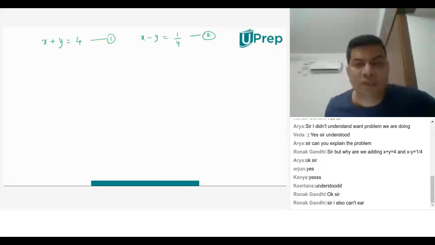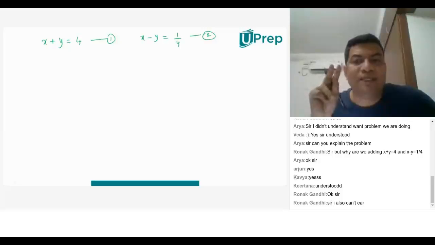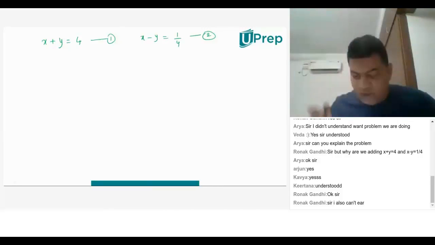So whenever you are solving such questions, you have to eliminate one of the variables, because you cannot solve the problem with two variables in a single equation. There are two ways of solving this problem. One way is what I taught you just now. From this equation, you can say that x is equal to 4 minus y. Can I say that from this equation?